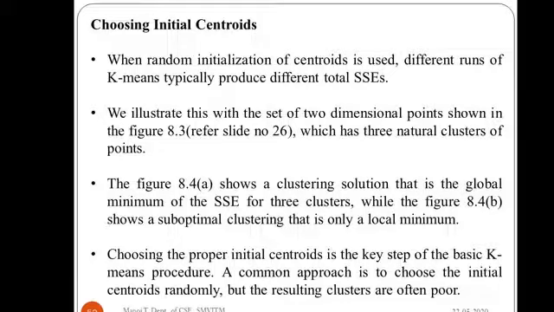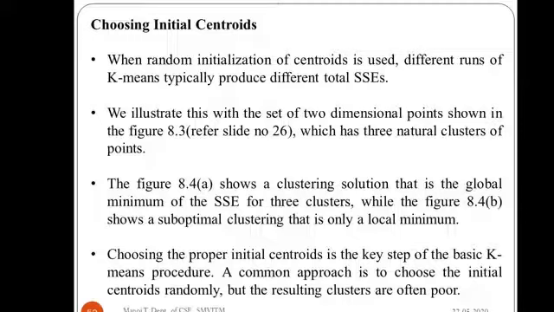Hello students. In this video lecture we will be seeing how to choose the initial centroids for the k-means algorithm. In the basic k-means algorithm which we have seen in the earlier lecture, the centroids are selected randomly. But now the question is whether the random initialization of the centroids leads us to the proper convergence of the algorithm, or whether it gives the optimal clustering. That we need to discuss.